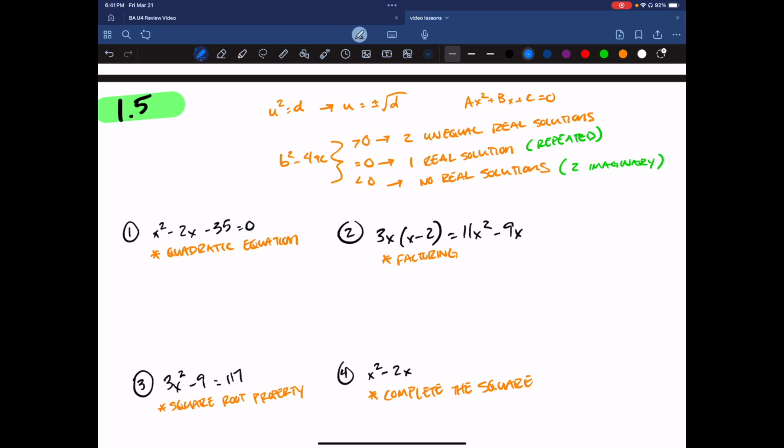For instance, -3 all squared is 9 and 3 squared is 9. So when you take the square root in the middle of the problem, you have to account for both the positive and negative versions of the square root. And that shows up a lot here in quadratics.